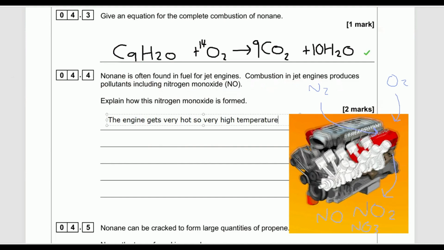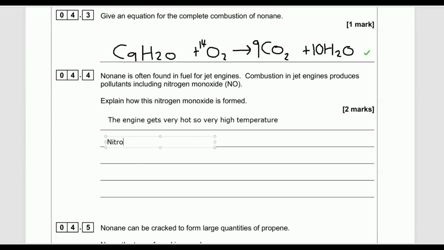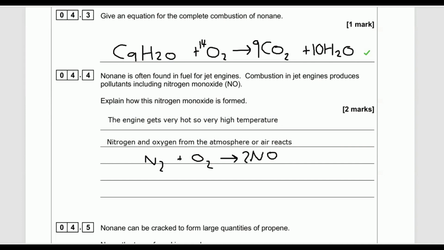And then, of course, in the air, you have oxygen and you have nitrogen. And so we want to say nitrogen and oxygen from the atmosphere or air react on the hot metal engine. So that they react together. So we get N2 plus O2. Both of these are gases in the air, and of course they make NO, nitrogen monoxide. They can make other combinations, nitrogen dioxide, nitrogen trioxide, all those pollutants which cause respiratory illness and stuff like that. Okay, let's move on.